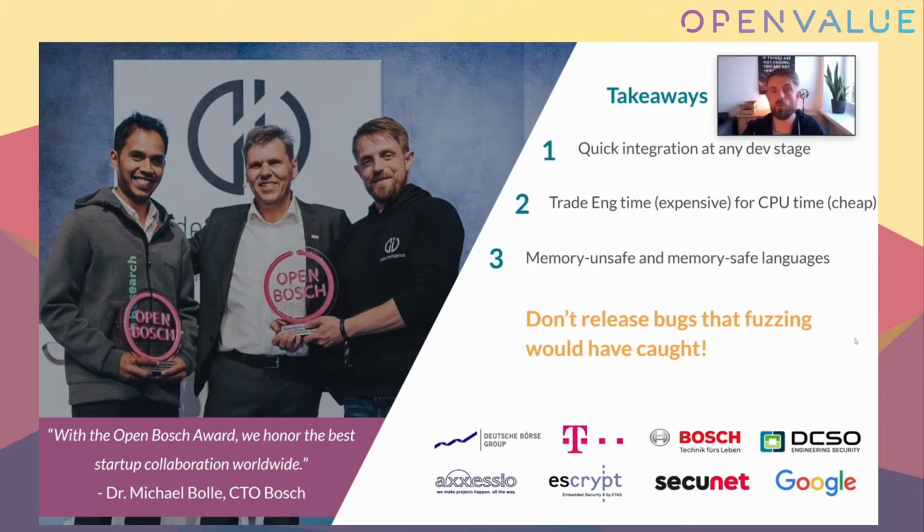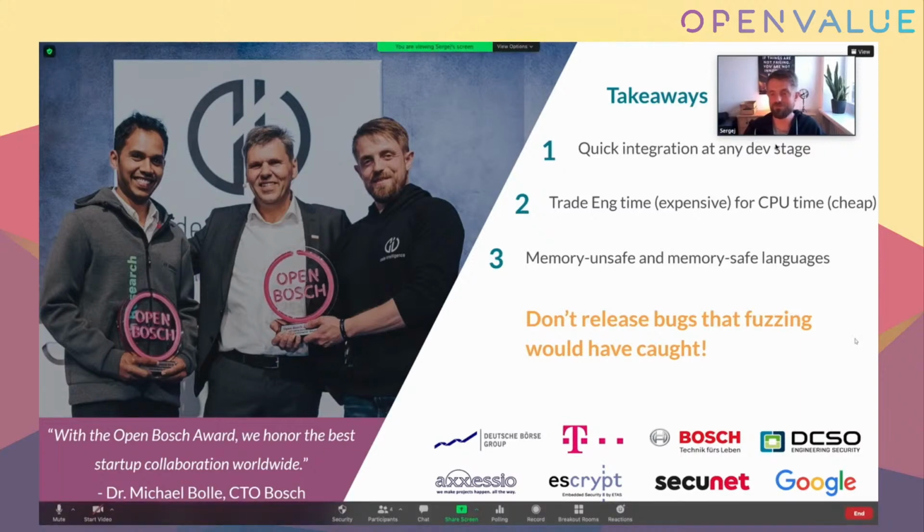So the main takeaway is probably that you shouldn't release bugs that can be found with fuzzing. Yeah, and with that, I'm open for questions.